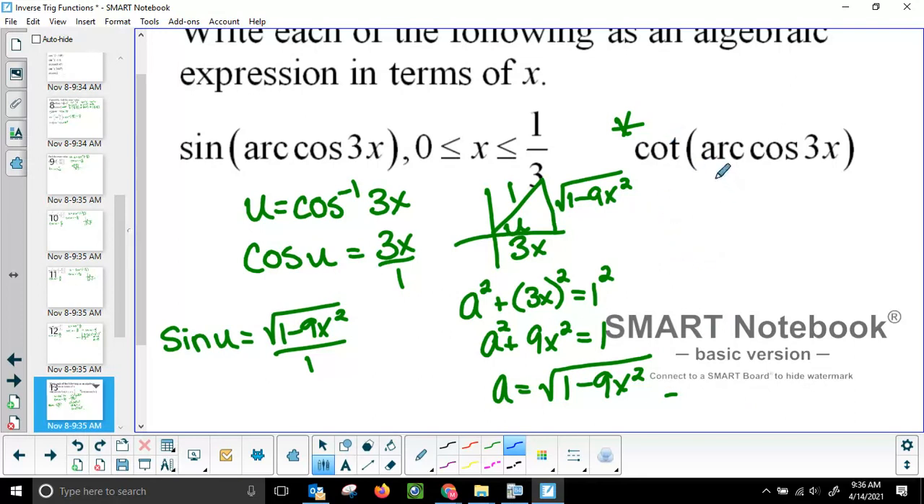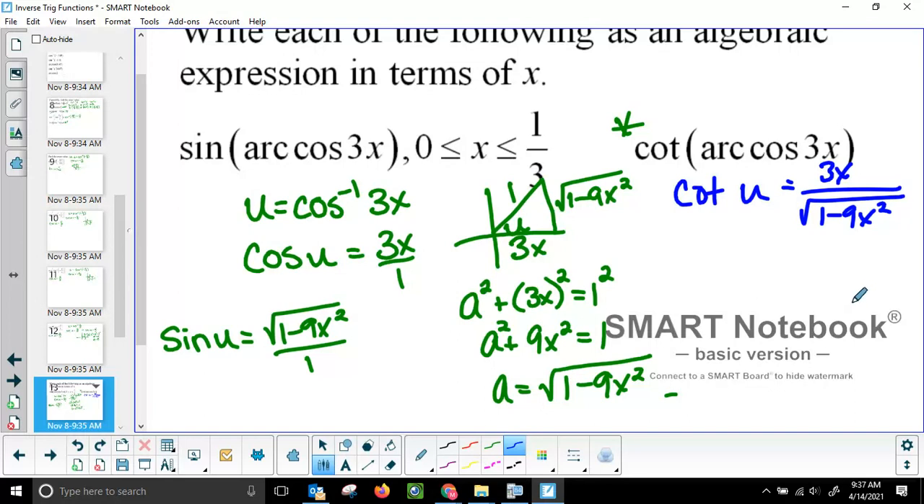So here we do the same thing, right? We let u equal this stuff, which we've already done. So what we're really looking for is simply the cotangent of u. Well, cotangent is simply the reciprocal of tangent. So if tangent is opposite over adjacent, then cotangent is adjacent over opposite. Yes? So this would just be adjacent over the opposite.